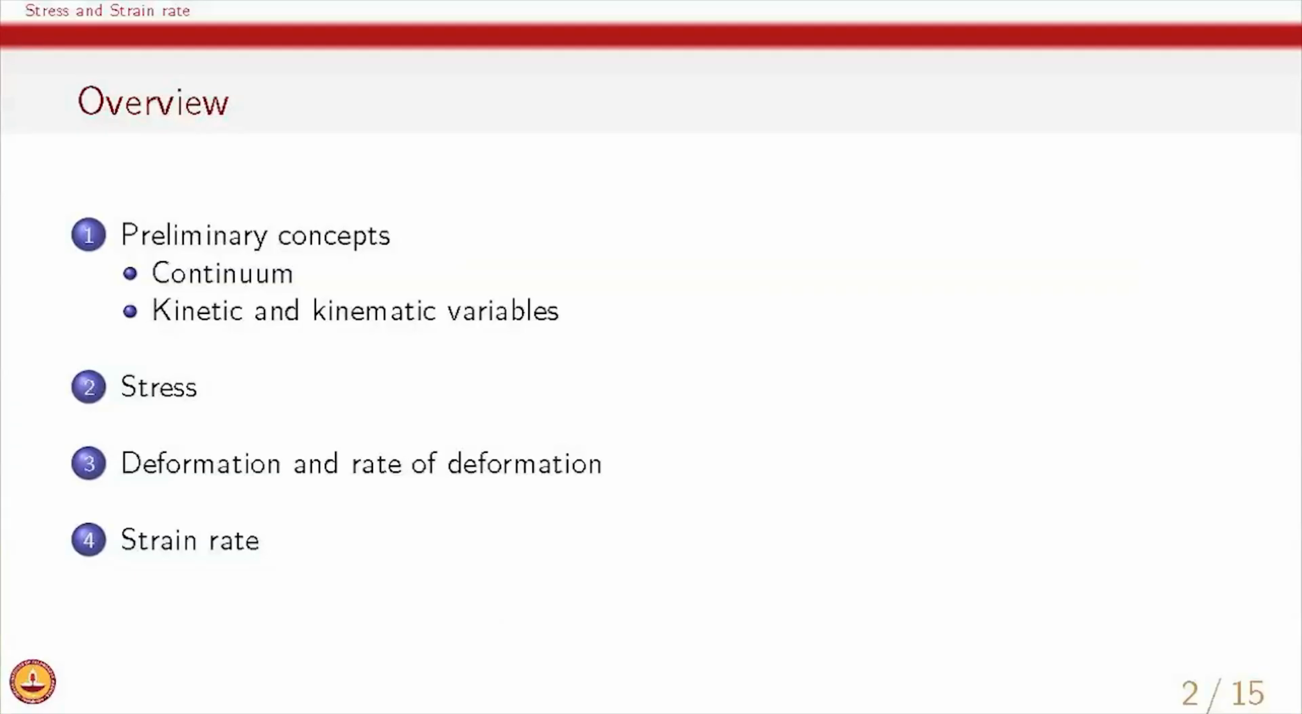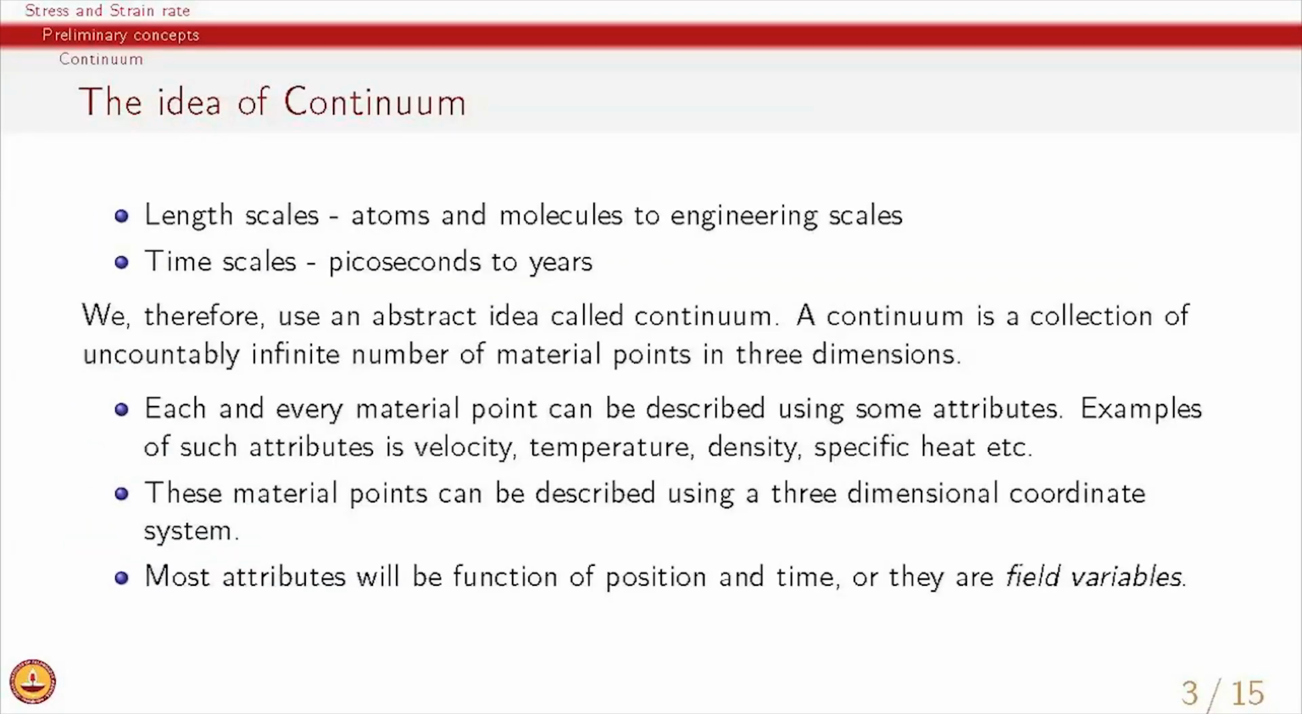So, the overall outline for the discussion will be the following. We will quickly run through the concept of continuum again, because that is very central to what we will be discussing. We will just round it up with what is meant by kinetic and kinematic variables, of which stress and strain rate are examples, and then we will define the stress. We talk about deformation and rates of deformation, and then finally define the strain rate also. So, let us begin by looking at the idea of continuum again in a nutshell.